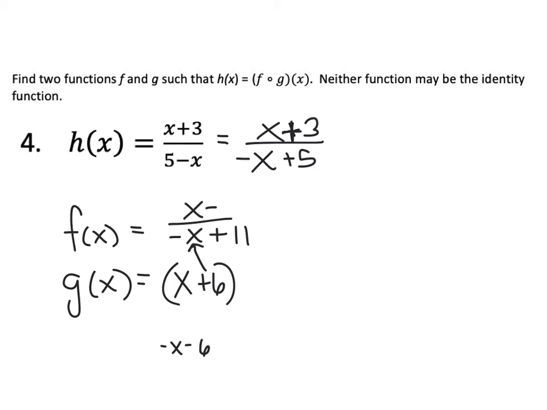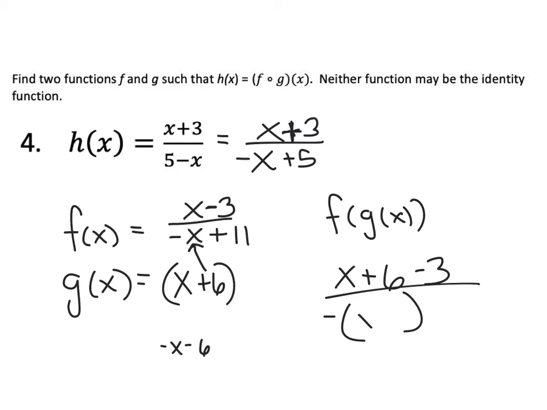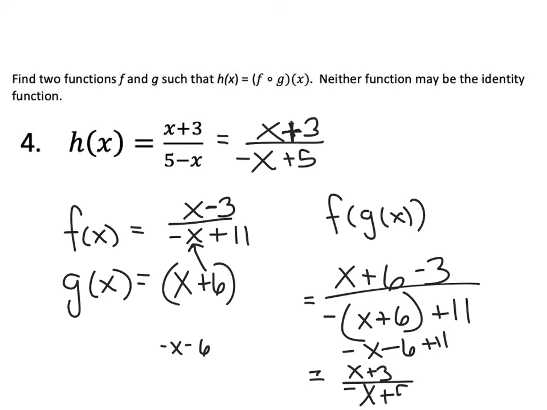So if I take away 3 here from my f of x, let's just verify that that does work. So if I do f of g of x, and I plug in x plus 6 into the top, and then I have the minus 3, and in the bottom I have x plus 6, the opposite of x plus 6, plus 11. This would be negative x minus 6 plus 11 then. So this is going to clean up to x plus 3 on the top and negative x plus 5 on the bottom. So it works. Okay, so these are just definitely things that you need to practice, a little bit of trial and error. Think of them as puzzles.